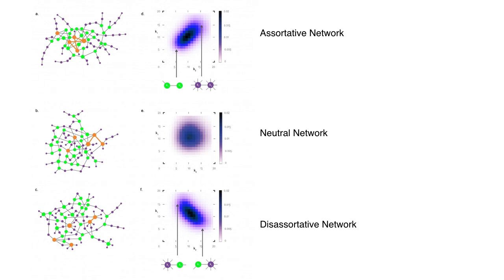So this is just the first initial quick technique for determining which class a network falls into: assortative, neutral, or disassortative. In the next few videos, we will be exploring some more systematic and precise methodologies for determining which class a network belongs to.